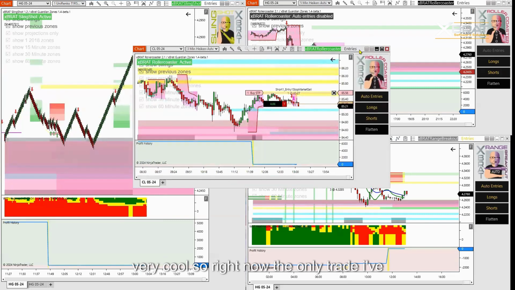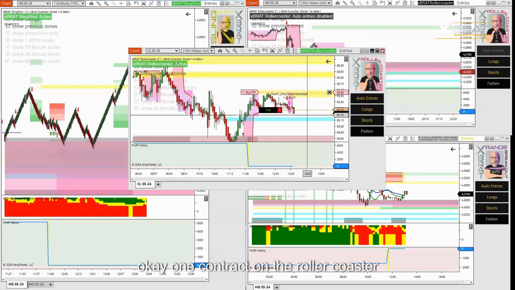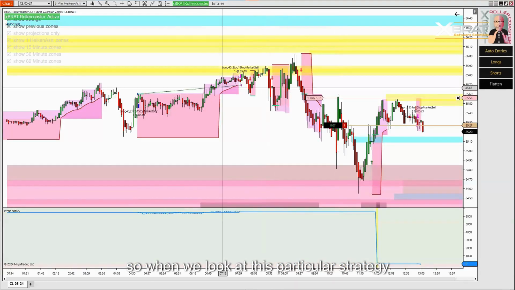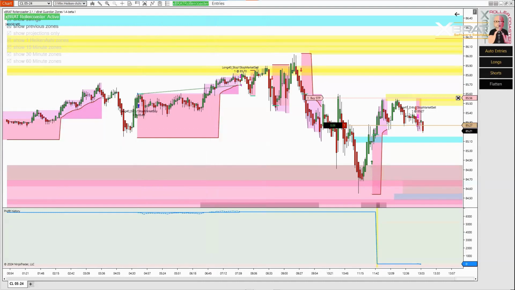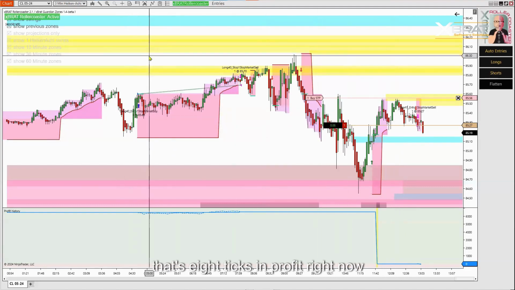So right now, the only trade I've got in at the moment is the oil short. Okay, it's 6 ticks in profit. 1 contract on the roller coaster, totally automated and optimized. So when we look at this particular strategy, the strategy performance, it's got an 86% win rate since optimization. Profit factor is up through the roof, really good, 9.34. That's 8 ticks in profit right now.